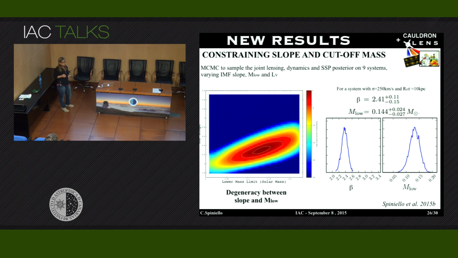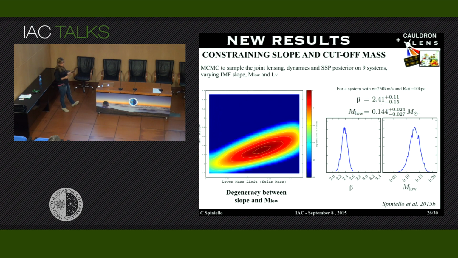It's just noise, so we decided to throw it away, and we varied the IMF slope, the cutoff mass, and the luminosity of the system at the same time. We get this banana shape that shows you the degeneracy between them. And for a representative system with a velocity dispersion of 250 kilometers per second and an effective radius of 10 kiloparsec, we get that the IMF slope is, this is beta, it should be x. We changed the notation on the fly. This is the same exponent I was showing you before. It's slightly higher, but still consistent with a Salpeter IMF.